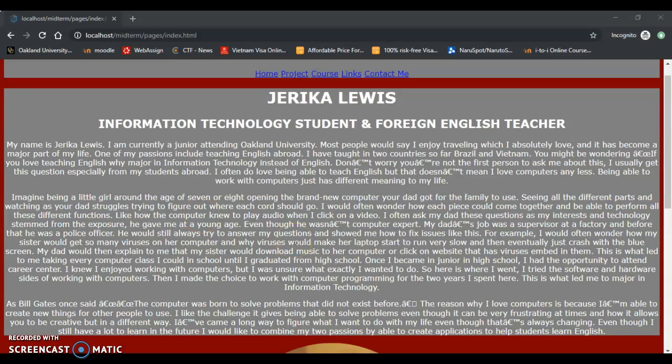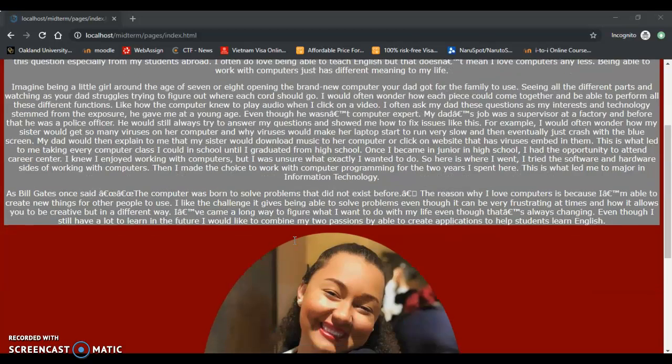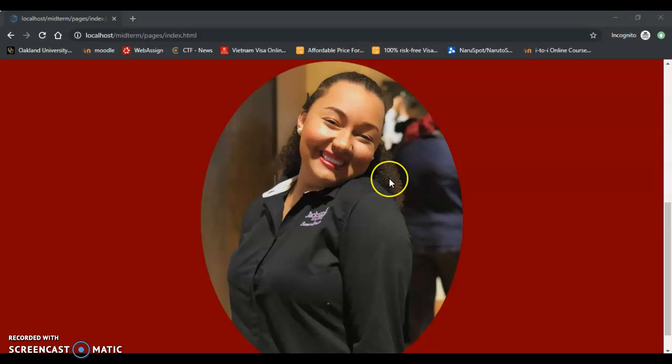I'm a junior, some of the things I like, and why I chose IT. Then right at the bottom, I have my professional picture, which I purposely made into the shape of an oval just because I think it makes the picture look nicer.